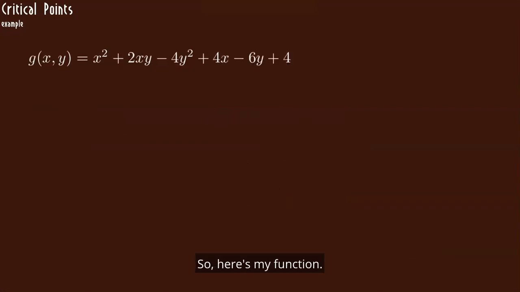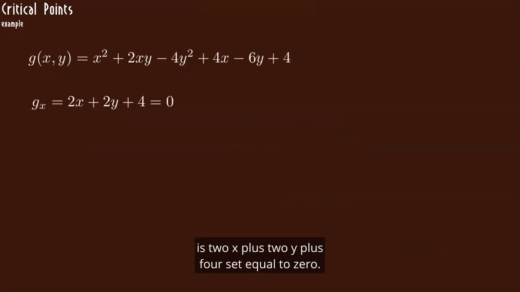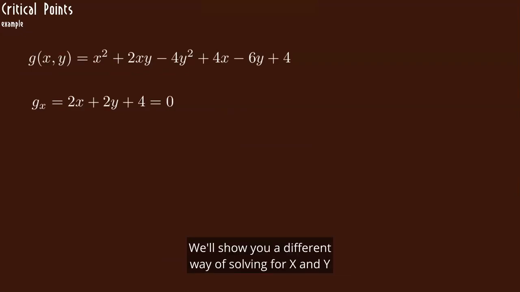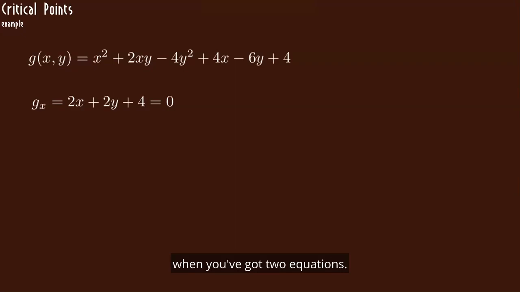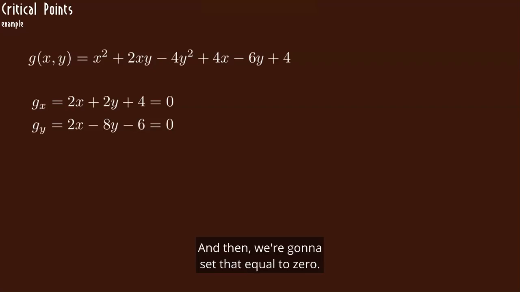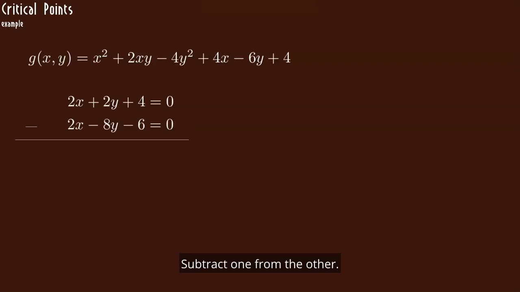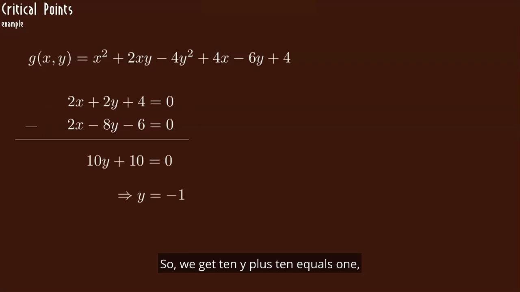So here's my function. The partial of g with respect to x is 2x plus 2y plus 4, set equal to 0. We'll try this a little bit differently. We'll show you a different way of solving for x and y when you've got 2 equations. The partial with respect to y is 2x minus 8y minus 6, and then we're going to set that equal to 0. What I want to do is find the difference of the 2 equations. Subtract one from the other. So we get 10y plus 10 equals 0, which means y is equal to negative 1. Plug that back into one of the equations.